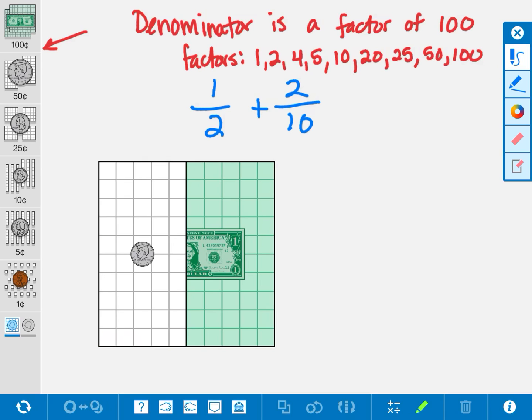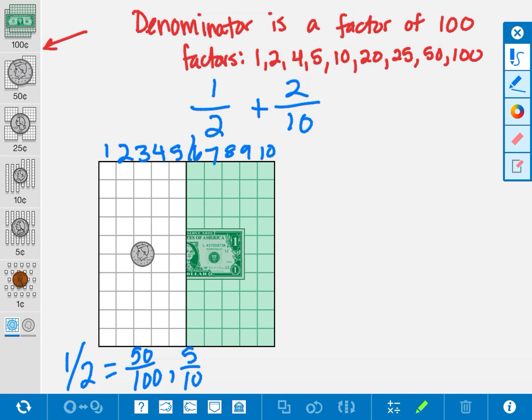So one way that we can write this fraction would be to write it as 50 over 100. That's 50 little pennies here out of 100 total. So that is one way we can write this fraction. So 1/2 equals 50 out of 100. It also equals 5 dimes, or 5 rows here, out of 10 total. So another fraction we could have would be 5 out of 10.